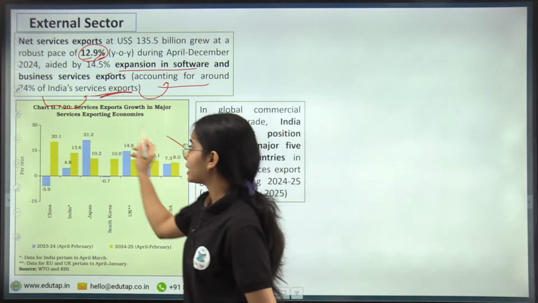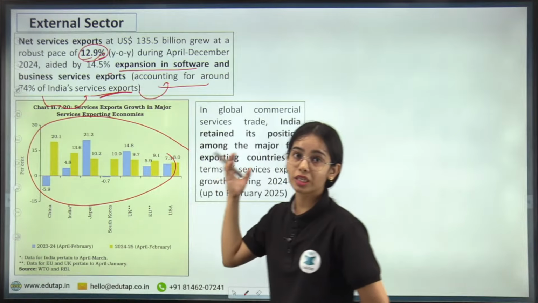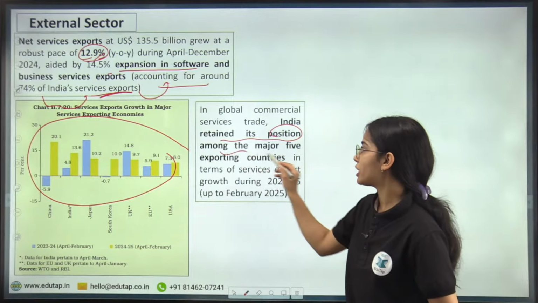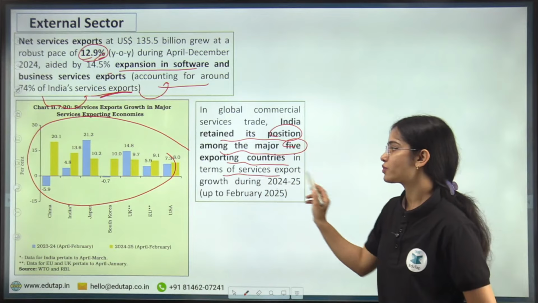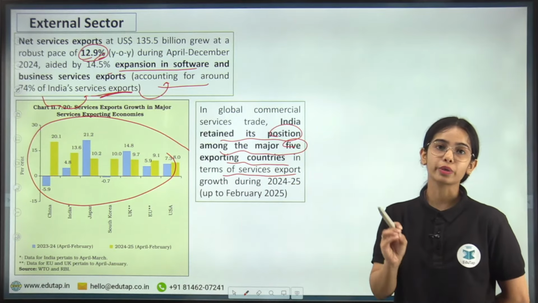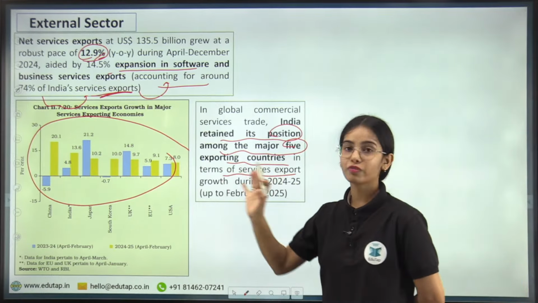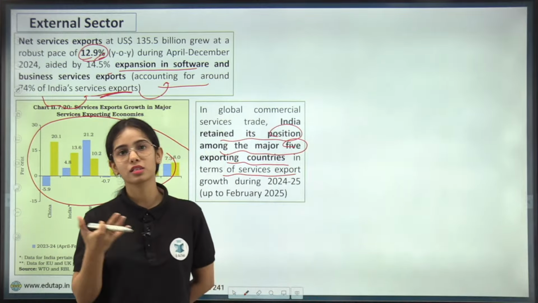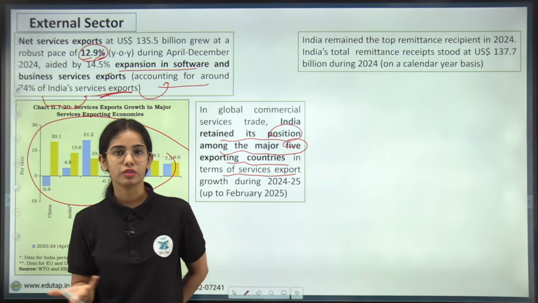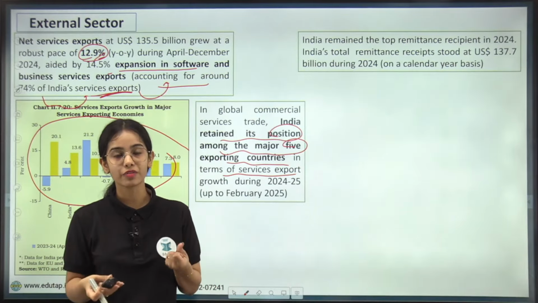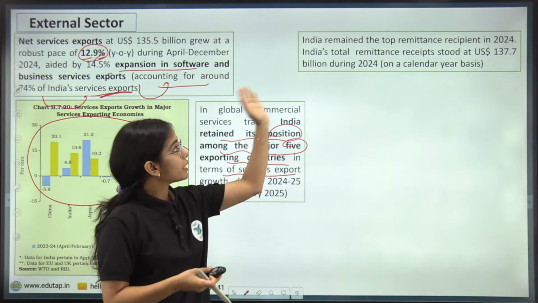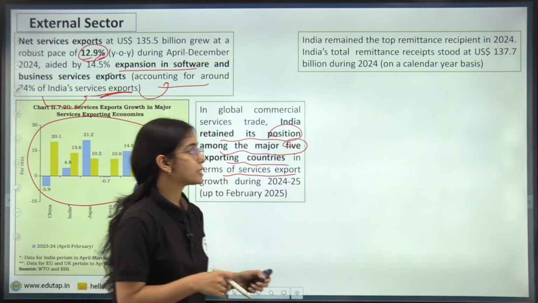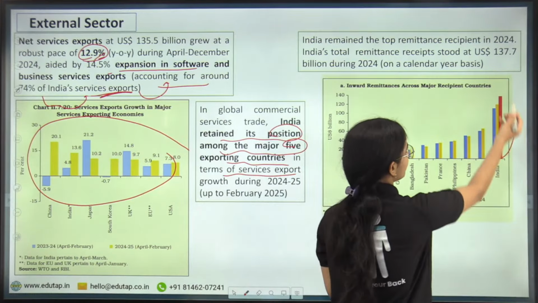Okay, here you can see that India is among the top 5 countries. In the global commercial service trade, India retained its position among the major 5 exporting countries in terms of service export growth during 2024-25. So the service sector is holding India. Now, India remained the top remittance recipient in 2024. So you can see that the highest remittances have been received by India.